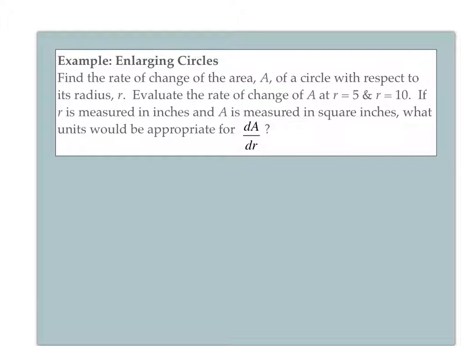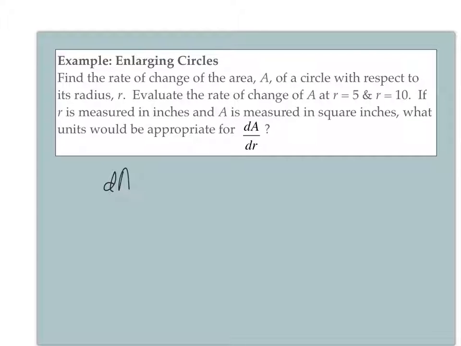Find the rate of change of the area A of a circle with respect to its radius r. Evaluate the rate of change of A at r equals 5 and r equals 10. If r is measured in inches and A is measured in square inches, what units would be appropriate for dA over dr?